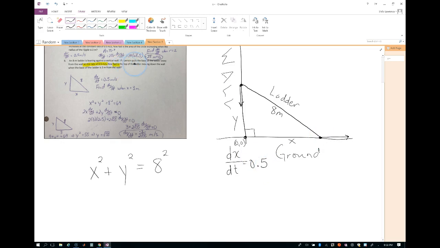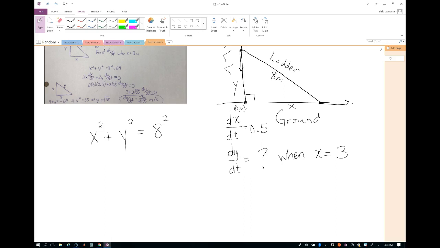How fast is the top of the ladder moving? So we're trying to figure out dy dt. Y itself is just a vertical distance. But when we start talking about the value of y changing, then we're talking about derivative. So it wants to know how fast the top of the ladder is moving down the wall when the base of the ladder is 3 meters from the wall. So they want to know what's dy dt when x equals 3.